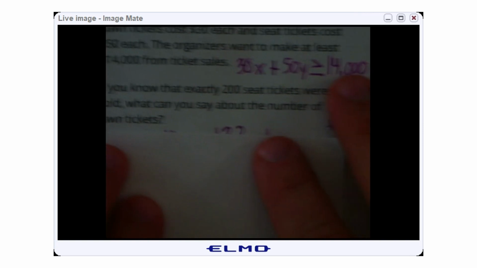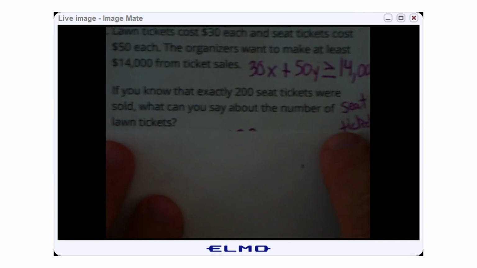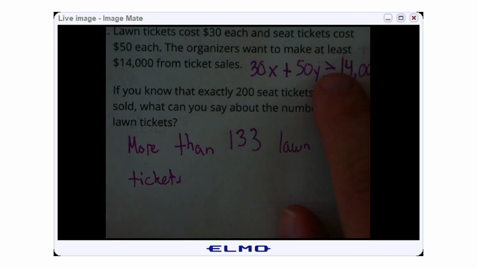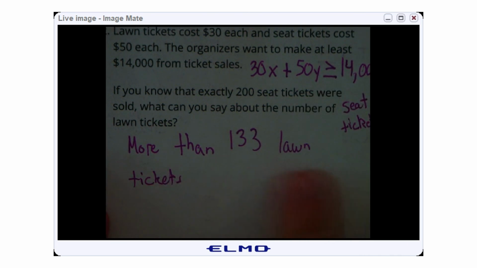Okay, and we have one last question. It says, if you know that exactly 200 seat tickets were sold, what can you say about the number of lawn tickets? What I did is I used Desmos for this, and it told me that it has to be more than 133 lawn tickets for them to make more than $14,000. Okay, that's a hard one, but we're going to be moving on.